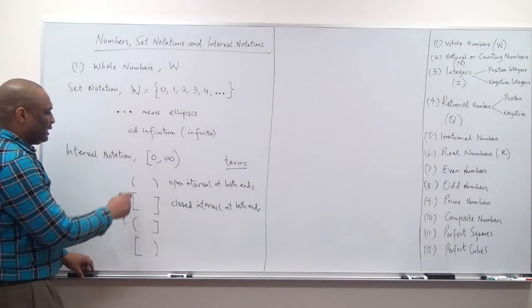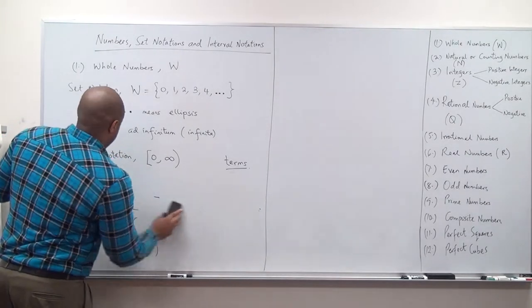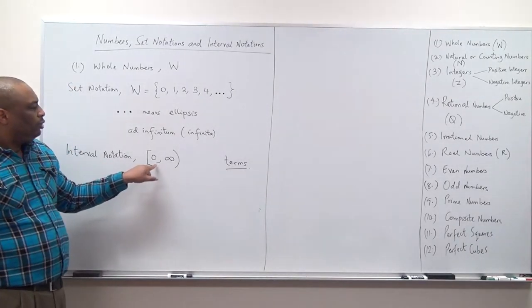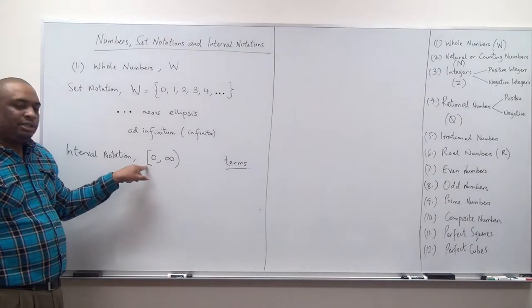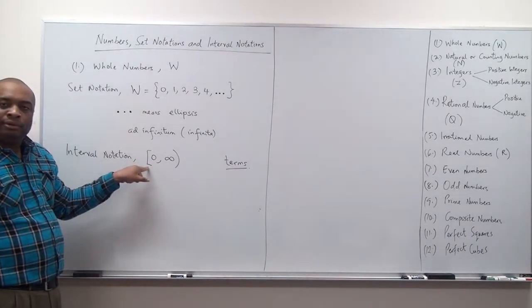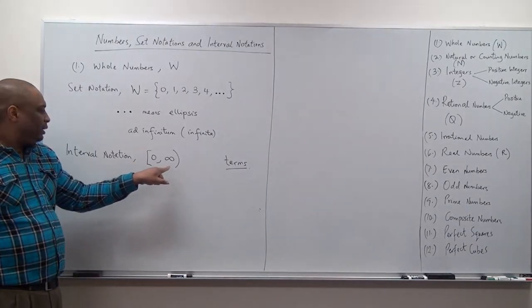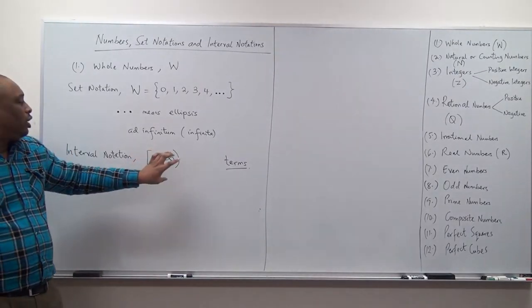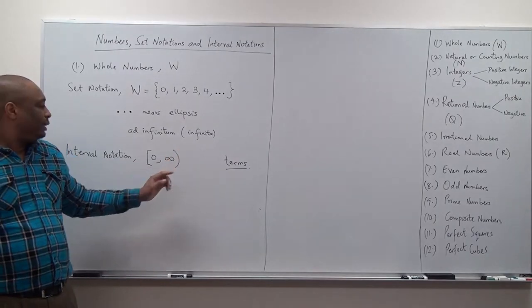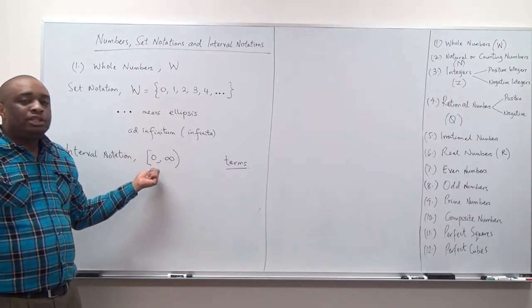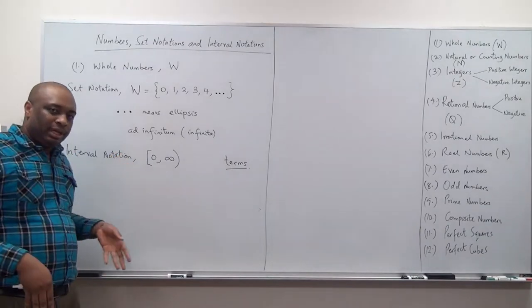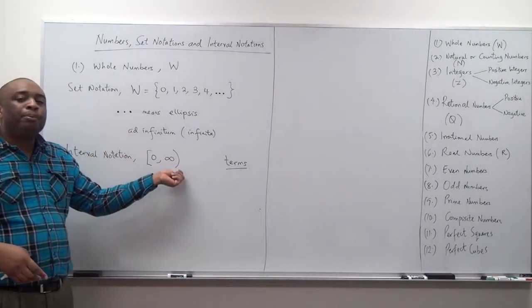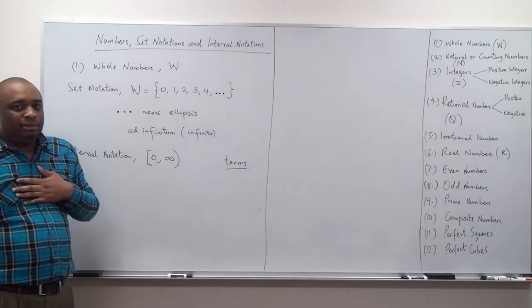So, if you look at this case, the whole number in interval notation, you have that 0 is closed, you have a closed interval at the beginning and the open interval at the end. Closed interval at one end, open interval at the other end. So 0 is closed under this, which means that 0 is included. If it is closed, that means it is included. If it is open, that means it is not included.